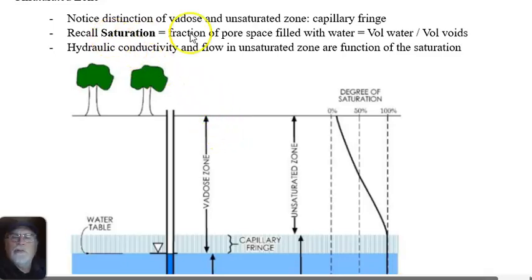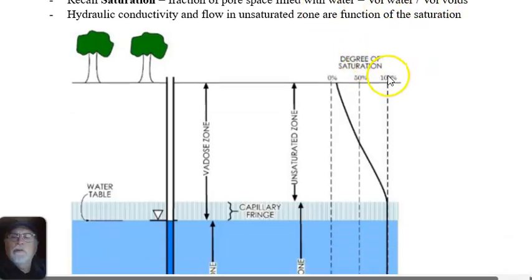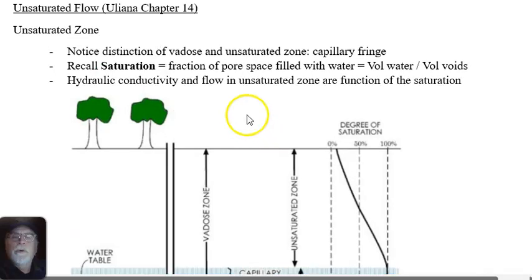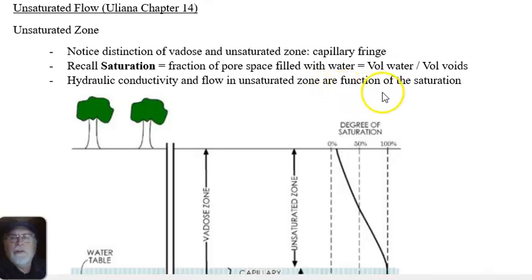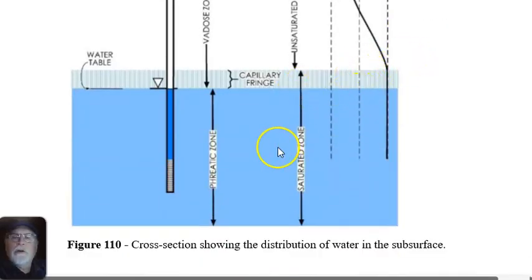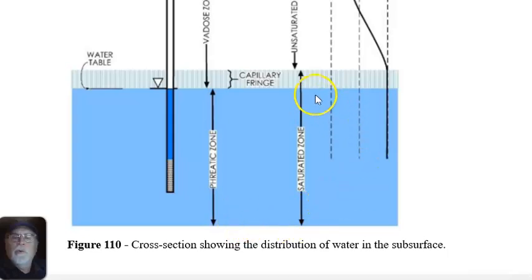So the saturation is the fraction of the pore space filled with water. So the volume of water over the volume of voids. So if you look here, the degree of saturation can vary across the unsaturated zone, but in the capillary fringe, the pore space is actually filled with water, so it's saturated even though it's above the water table. So the hydraulic conductivity and the flow in an unsaturated zone are a function of the saturation. Actually, we define it relative to the moisture content, which relates to the saturation. So this cross-section shows the distribution of the water in there.